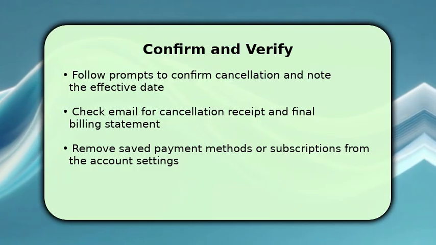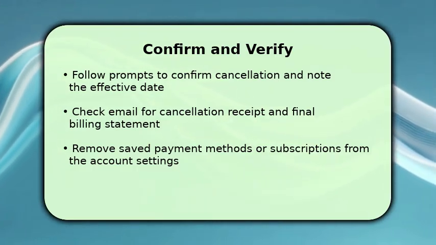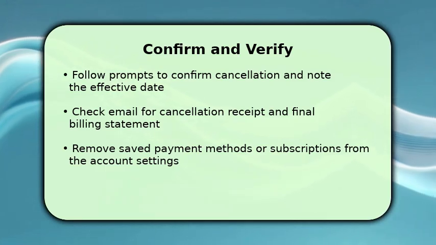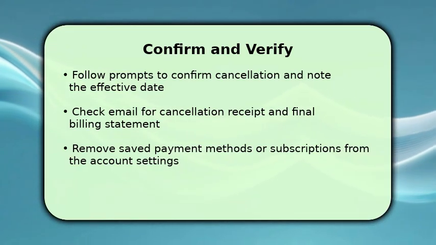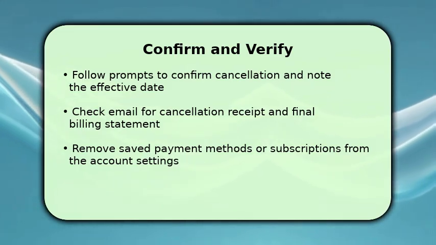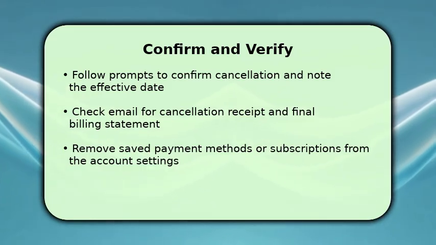Once complete, check your email for a cancellation receipt and any final billing details. Save that for records. If you want to prevent accidental renewals, remove saved payment methods or delete subscriptions from payment and billing. If you don't see cancel options or the subscription persists, contact Microsoft support with your account email and recent invoice. That fixes most stuck cancellations.